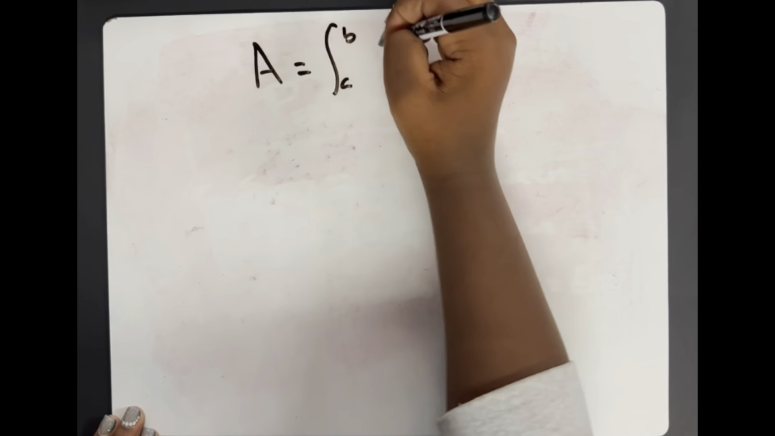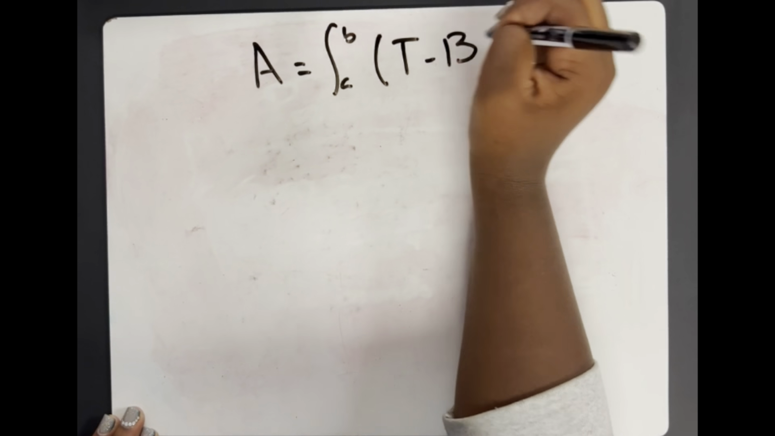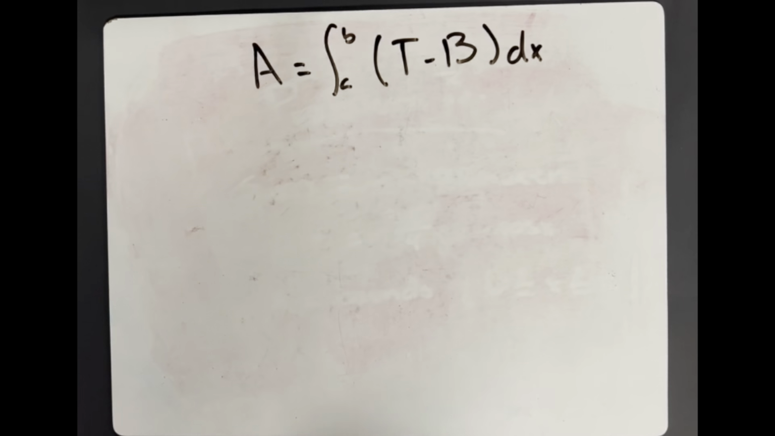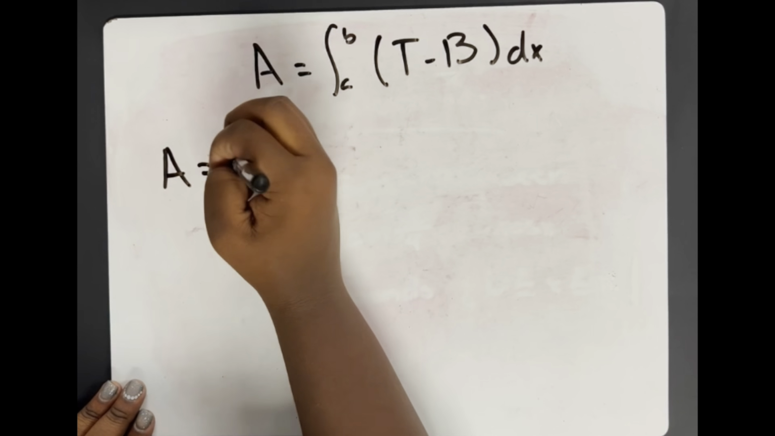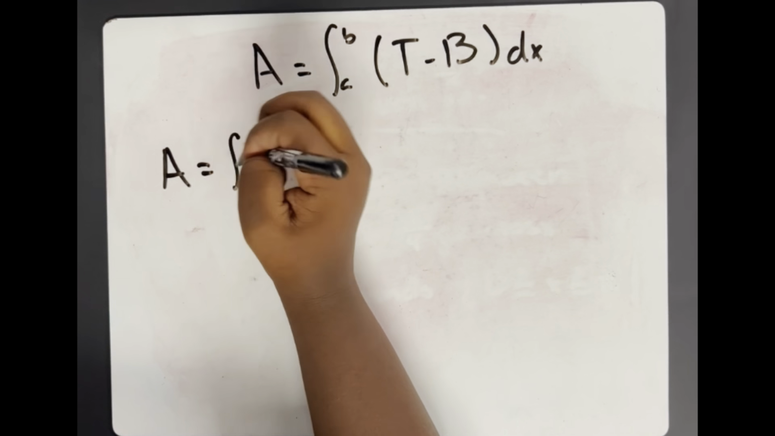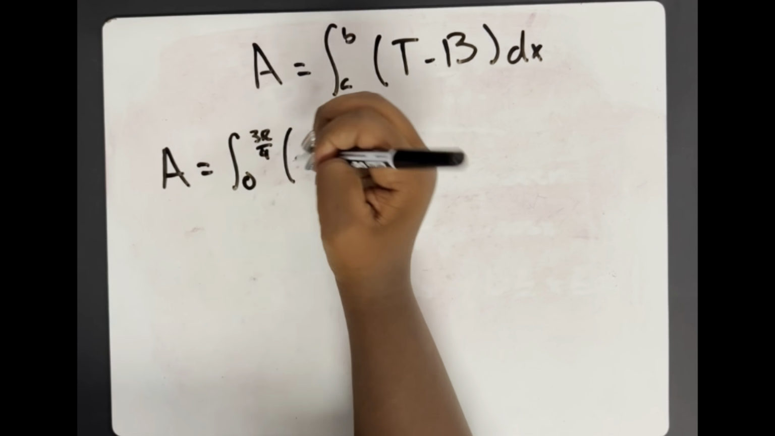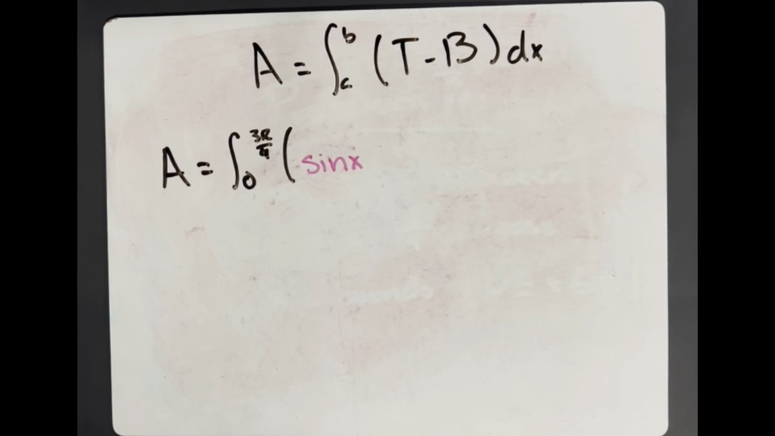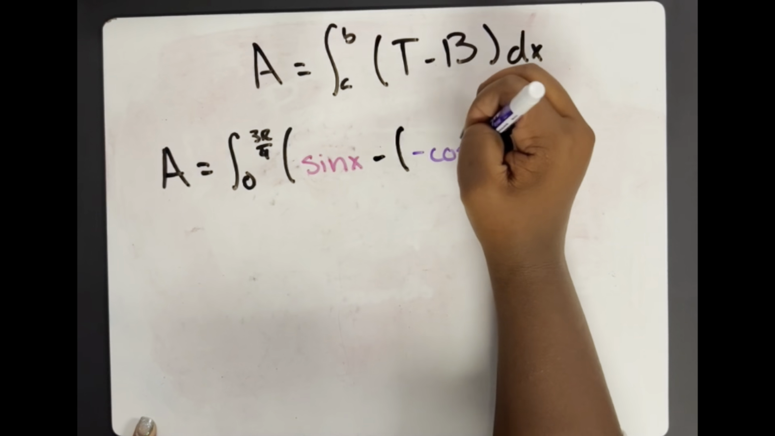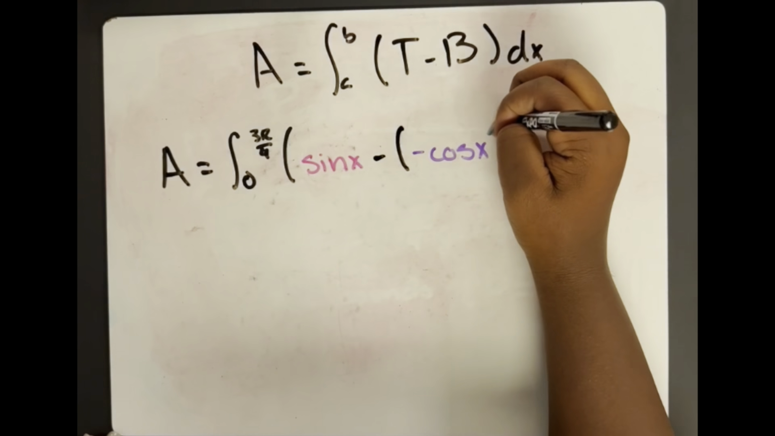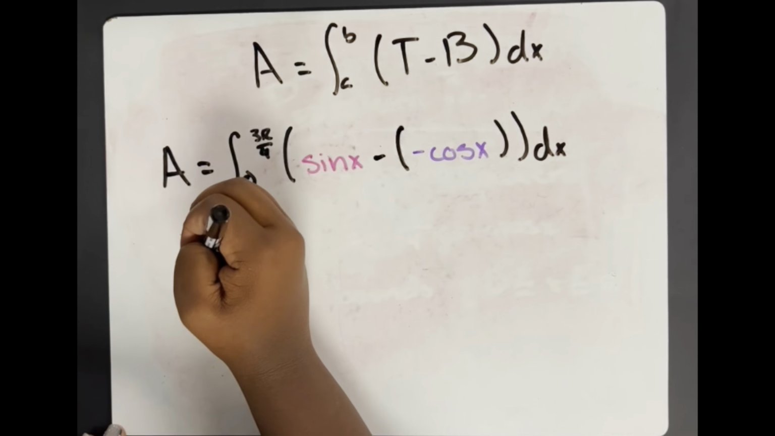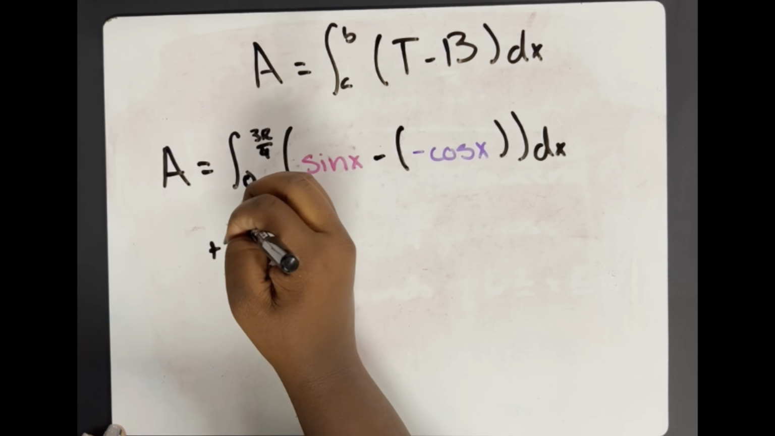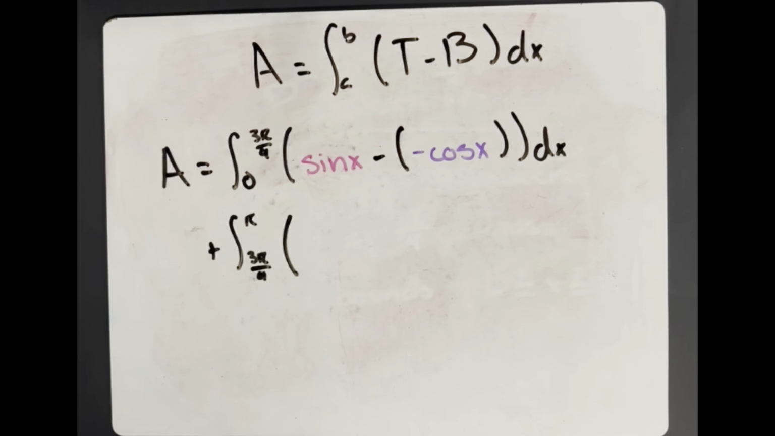By the help of the graph, we are able to visualize the areas we are calculating. Now we can plug it into the formula. From 0 to 3 pi over 4, y equals sine x is the top and y equals negative cosine x is the bottom. From 3 pi over 4 to pi, y equals negative cosine x is the top and y equals sine x is the bottom.